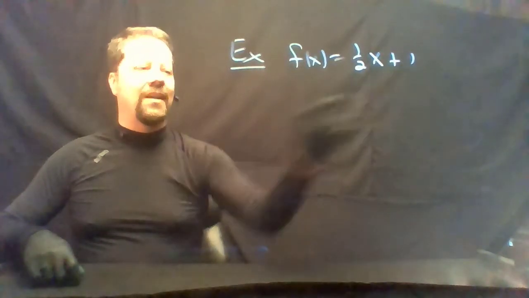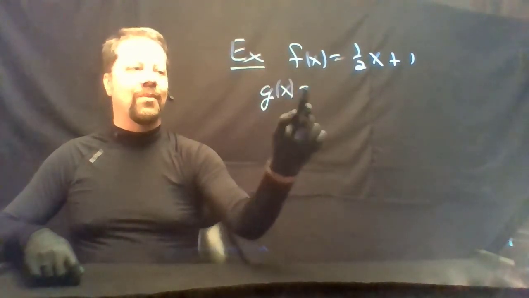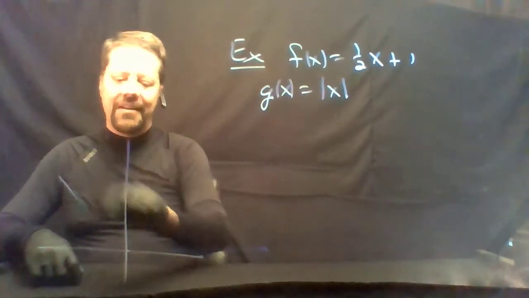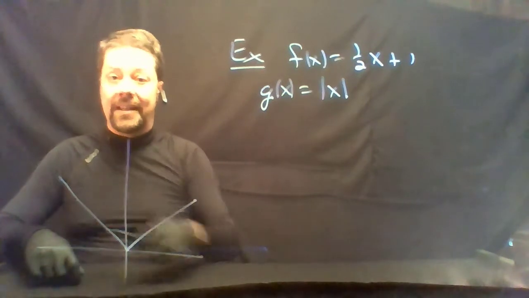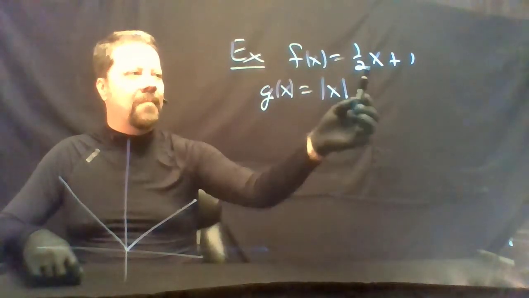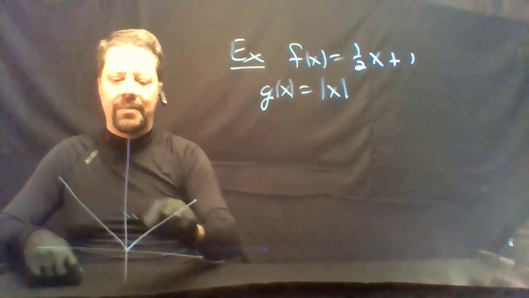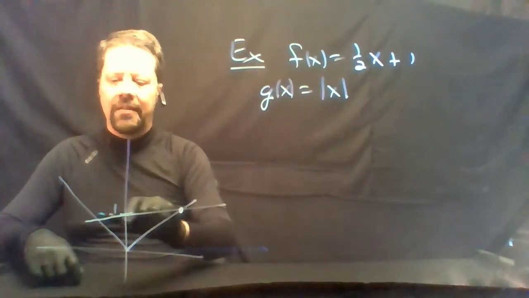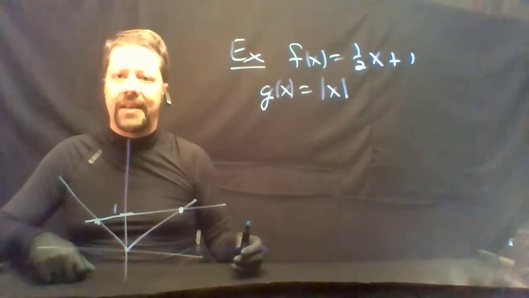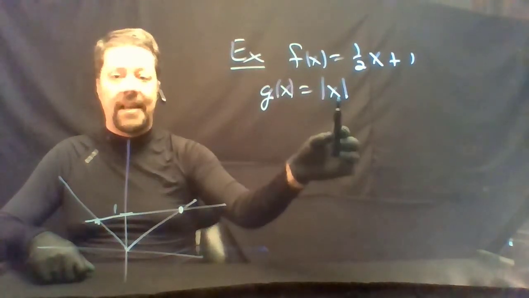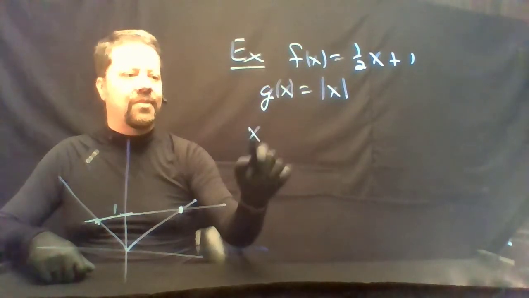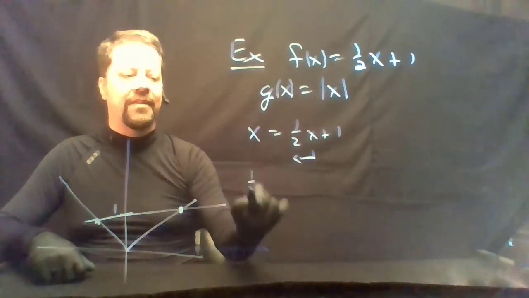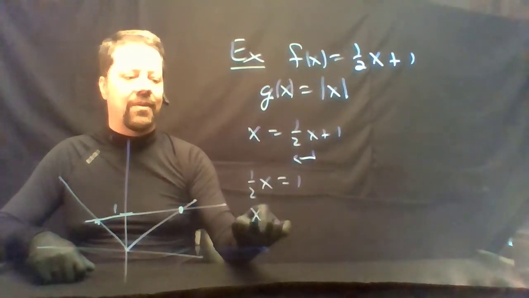Now consider an upper curve, 1/2 x plus 1, and a lower curve, g of x equals the absolute value of x. The absolute value of x looks like a V with a reference angle of 45 degrees on each side. And here we have an intercept of 1 and a slope of 1/2. First of all, where do these curves intersect? On the right, the absolute value looks like x. So I need to solve x equals 1/2 x plus 1. We'll move the 1/2 x over. That gives us 1/2 x equals 1, or x equals 2.